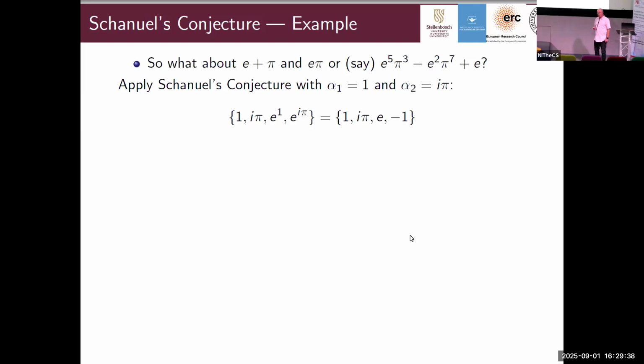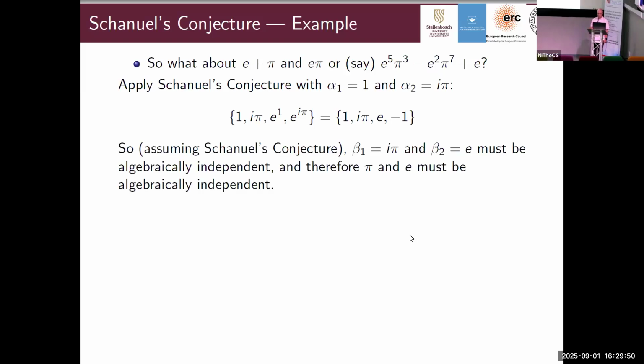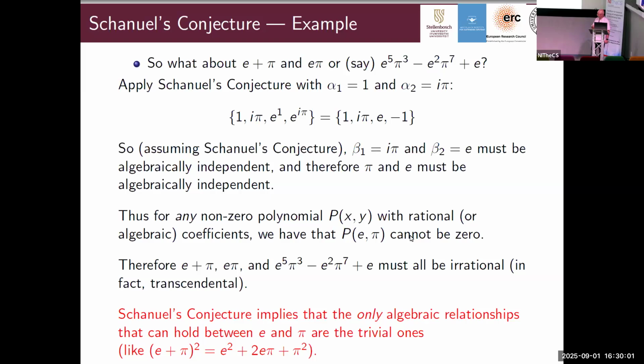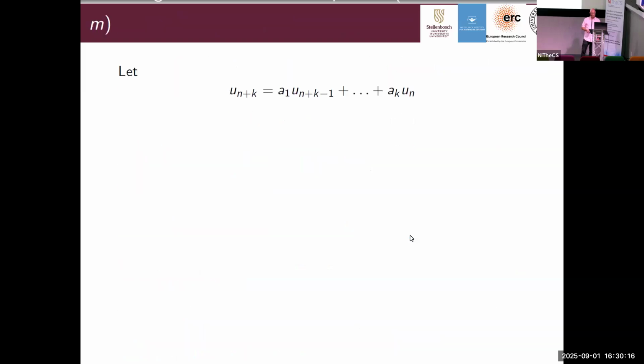And i is an algebraic number, the square root of -1, so its 4th power is equal to 1, and you can remove that. Then you get the statement that e and pi are algebraically independent, assuming the Schanuel conjecture. So in particular, any non-zero polynomial with rational or algebraic coefficients, p of e, pi, cannot be equal to 0. Of course, you can write a tautology like (e plus pi) squared equals e squared plus 2e pi plus pi squared, but that's not serious, because if you put everything on the left-hand side, you get the zero polynomial.